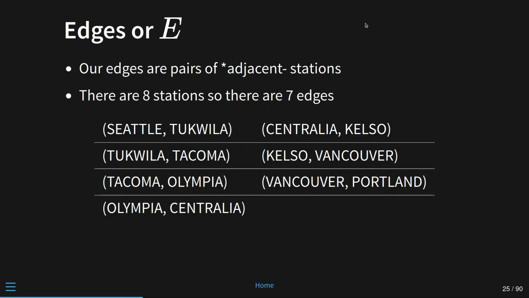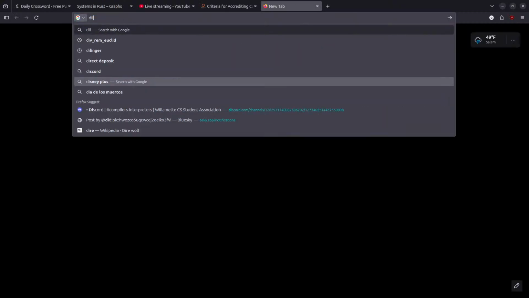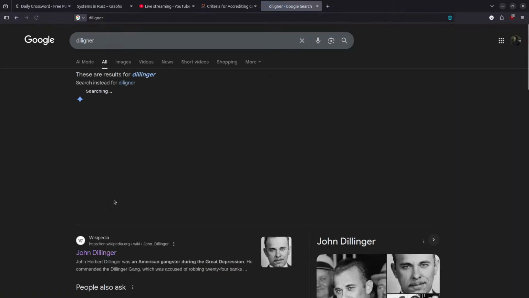Oh! That's a rendering error. I don't know what I was trying to do. I'm guessing I was trying to italicize adjacent. But do you all know? Sorry. Okay, this is super relevant. Let's see. Dillinger, first try.